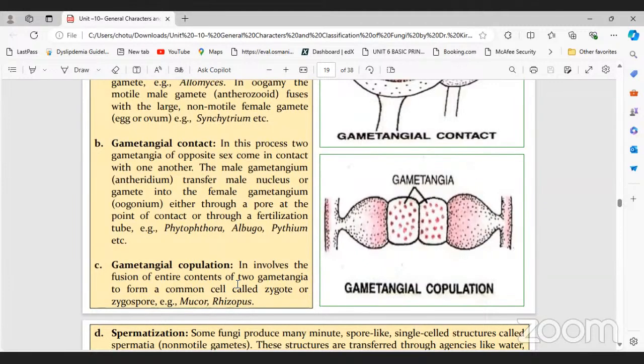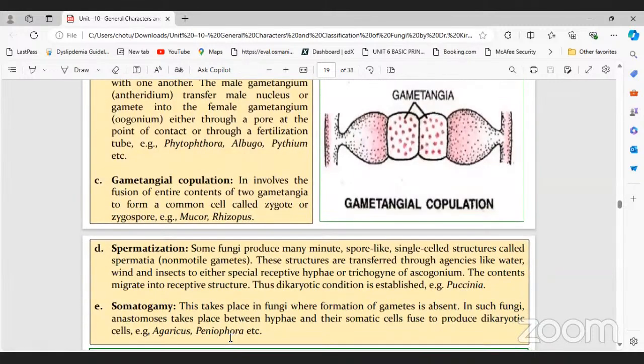Migration of the entire protoplast of one gametangium into the other through a pore. The entire gametangium acts as a gamete. The recipient gametangium is called female, while the gametangium that empties its contents is the antheridium. This is the best example, Rhizopus, and some other holocarpic chytrids.